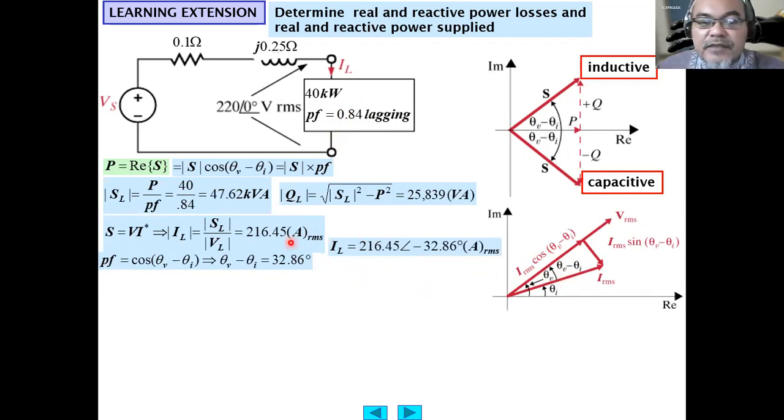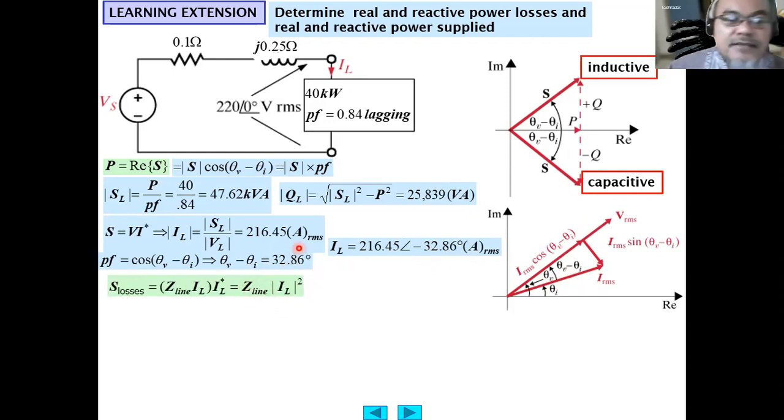Then IL equals 216.45 ampere with an angle of minus 32.86 degrees, since the current is lagging the voltage by 32.86 degrees. The S losses, the loss at the transmission line, equals the voltage across the transmission line multiplied by the conjugate of IL, which is Z line multiplied by IL times IL conjugate. IL times IL conjugate equals the magnitude of the current squared.